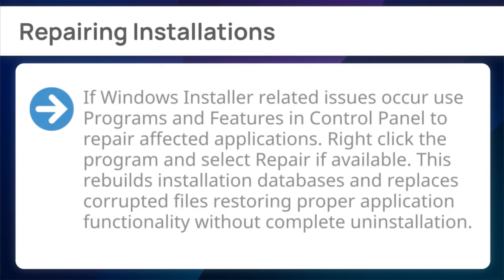Finally, repairing installations. If Windows installer-related issues occur, use Programs and Features in Control Panel to repair affected applications. Right-click the program and select Repair if available. This rebuilds installation databases and replaces corrupted files, restoring proper application functionality without complete uninstallation.